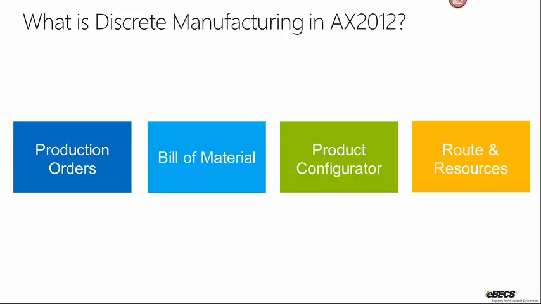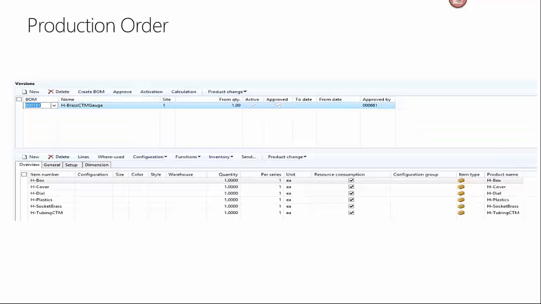And lastly, what ties all this together is our route and resource. The route is the steps that we take to produce something, and the resources are the machines or the people that we use to complete those steps. That's really our labor and costing area for discrete manufacturing. So those are the four pieces we're going to focus on.